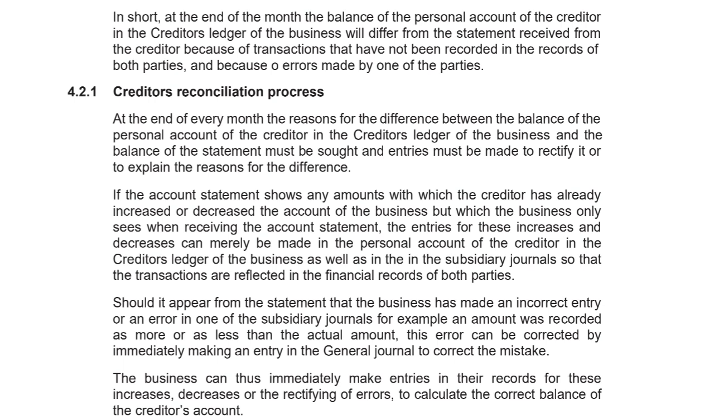Should it appear from the statement that the business has made an incorrect entry or an error in one of the subsidiary journals, for example, an amount was recorded as more or as less than the actual amount, this error can be corrected by immediately making an entry in the general journal to correct the mistake. The business can thus immediately make entries in their records for these increases, decreases, or the rectifying of errors to calculate the correct balance of the creditor's account.